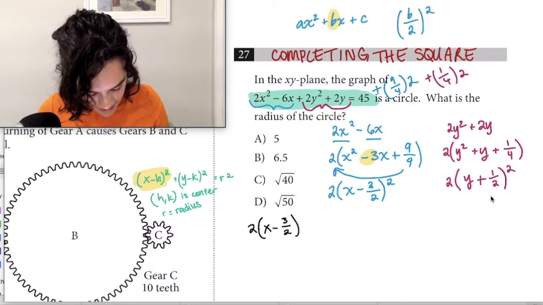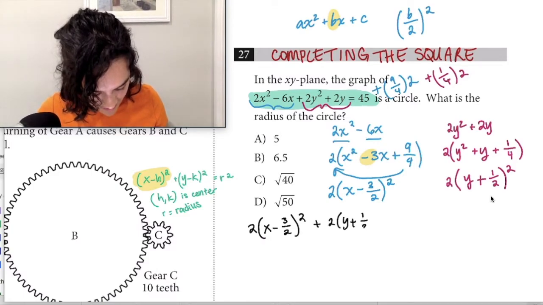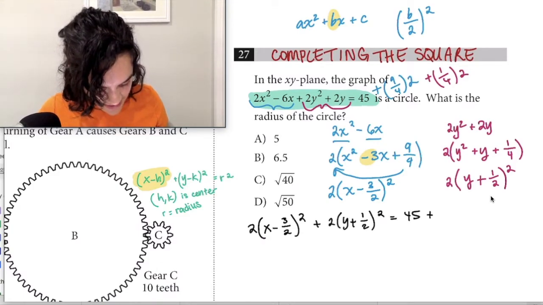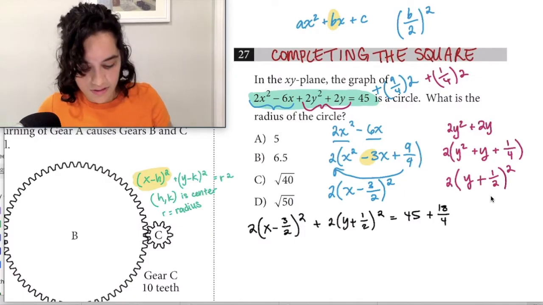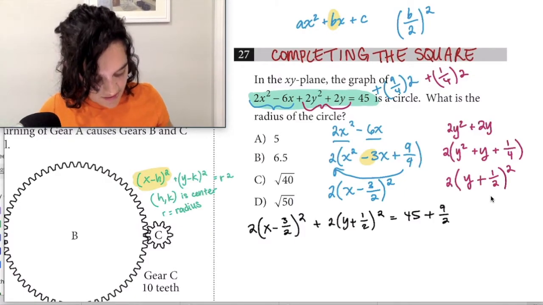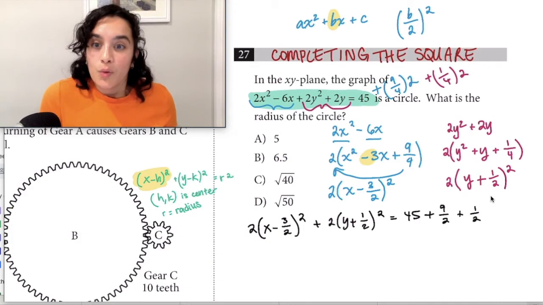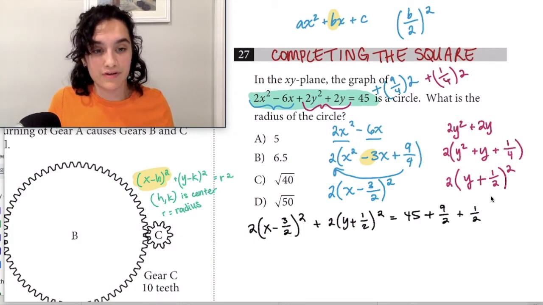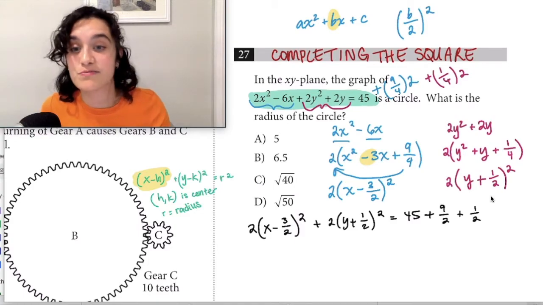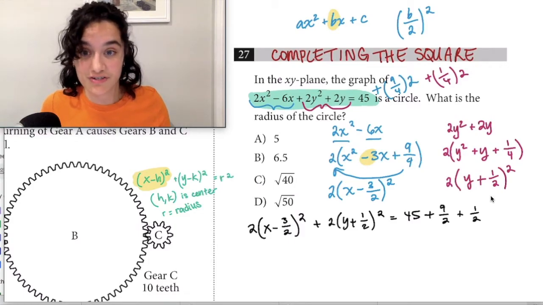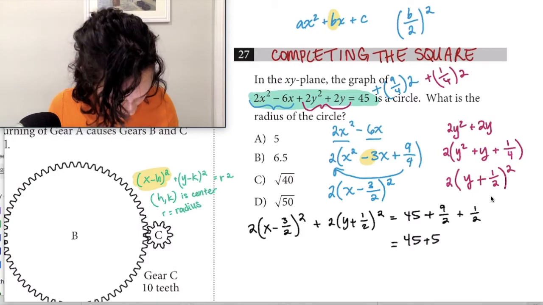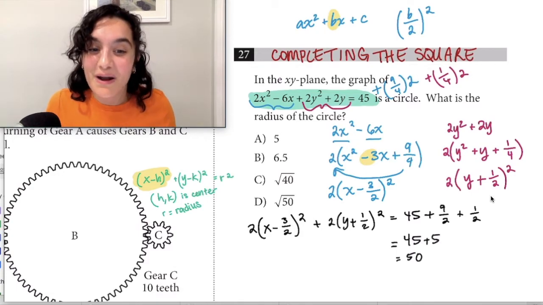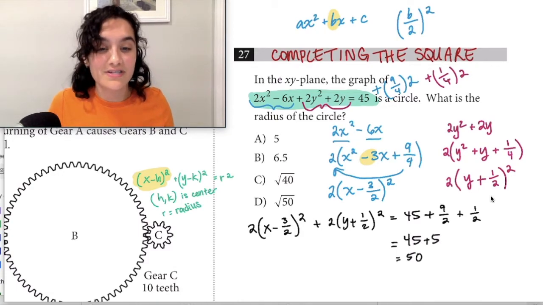2 times (x minus 3/2) squared plus 2 times (y plus 1/2) squared equals 45 plus 18/4. Let's reduce that as we go. 9/2 plus 1/2. We're almost there. Let's do everything on the right side of the equation. 45 plus 9/2 plus 1/2. 9/2 plus 1/2 is 10/2, which is just 5. And you can probably tell that we're getting really, really close to the answer.